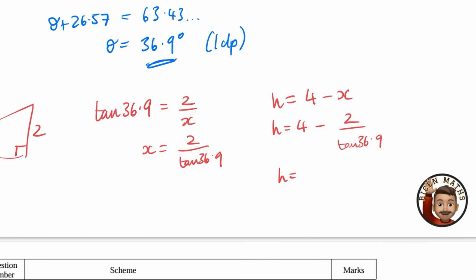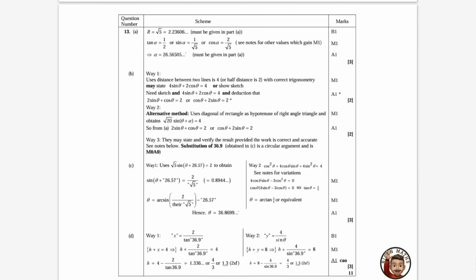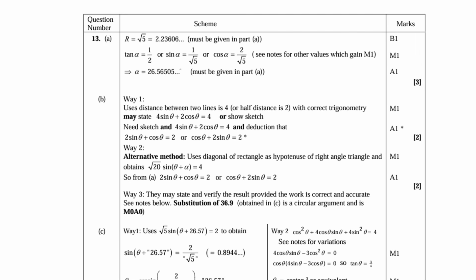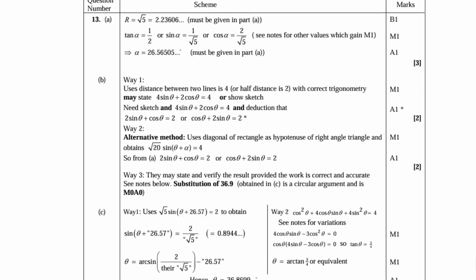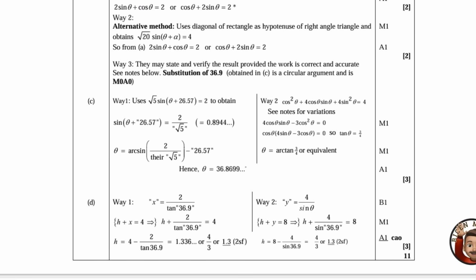I've already got the 36.9 on my calculator, so I'll do the tan of that, 2 divided by the answer, 4 minus the answer, and we get, to 2 significant figures, h is equal to 1.3 meters. So let's double check we got all of this right. I knew the first part was probably going to be fine. I've got the square root of 5 and that the alpha was 26.57. Then this is the one we did way 1. And for this part, we got 36.9. And we did get the 1.3 for that last part as well.